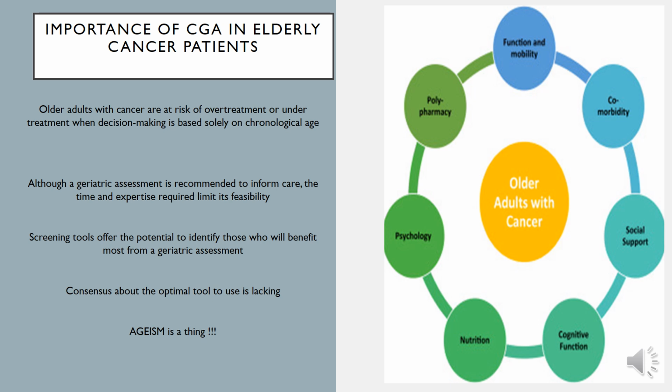So we know they're at a higher risk, but they're also at a little bit more risk of over-treatment or under-treatment when we make decisions based solely on chronological age. So comprehensive geriatric assessment is recommended to inform care, and its time and expertise is feasible for these patients to give them the best possible outcomes. But there are also screening tools available to help identify who would benefit from a more comprehensive in-depth assessment, supportive tools and multidisciplinary team involvement.